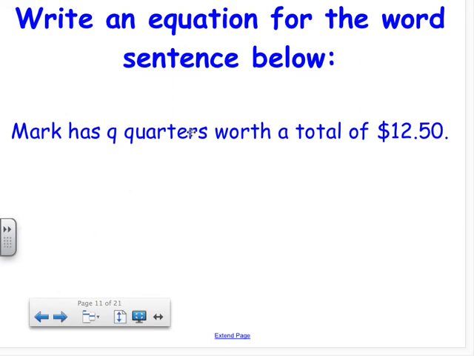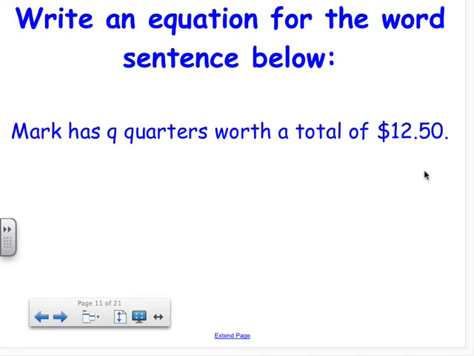Okay, so Mark has Q quarters worth a total of $12.50. You're probably thinking to yourself, a quarter is worth 25 cents. Okay, if I multiply Q, the number of quarters, by 25 cents, I should have however much money I have.